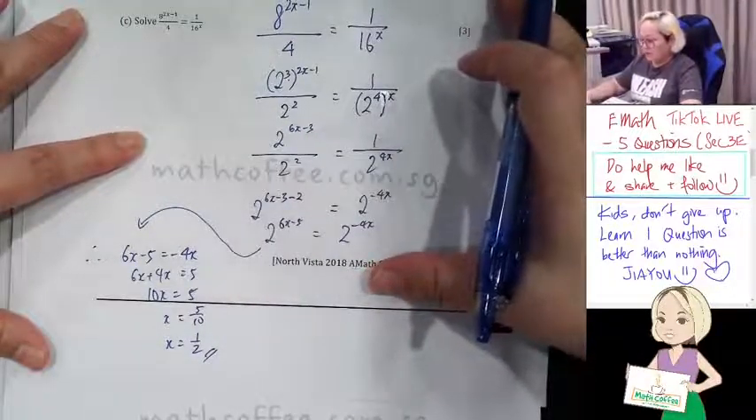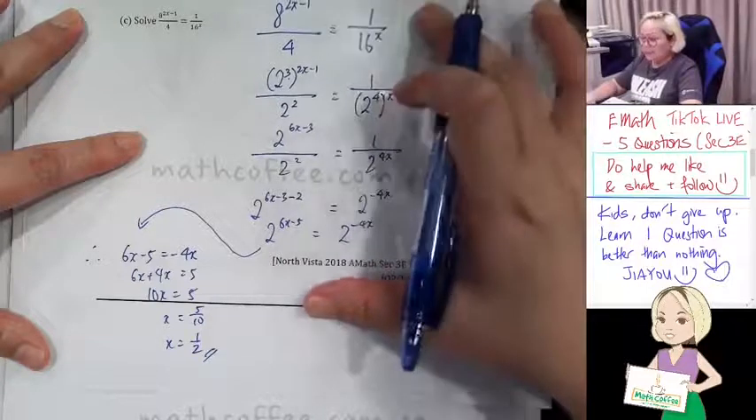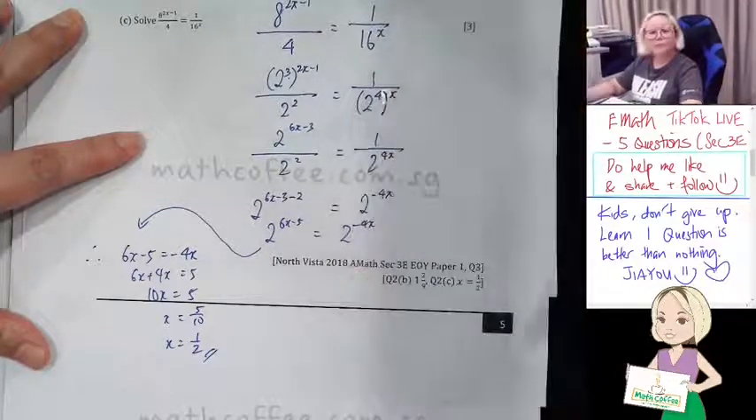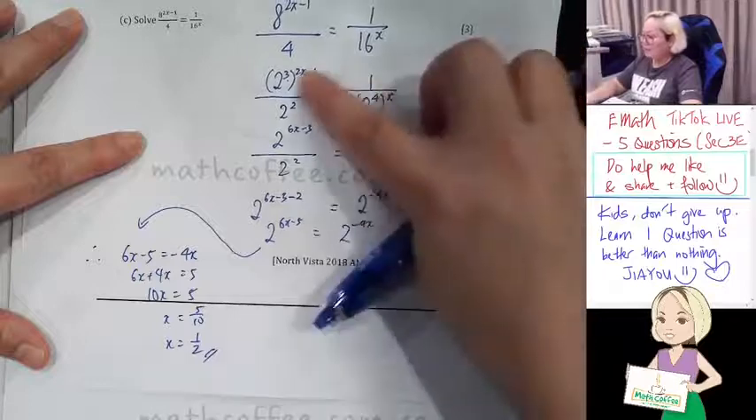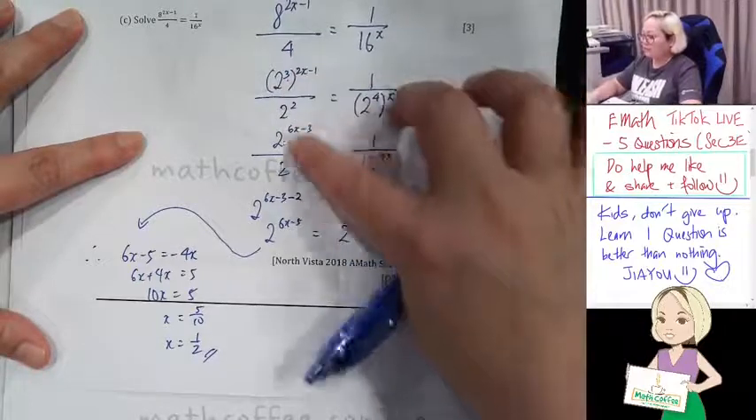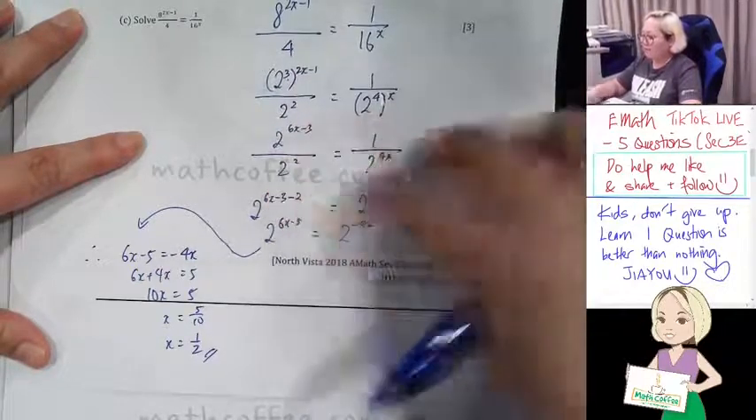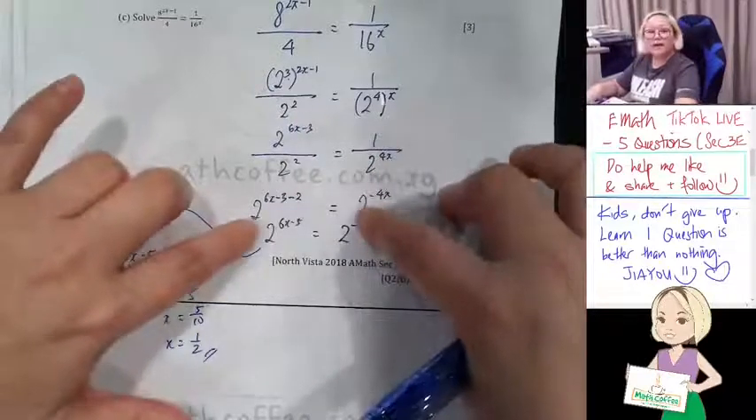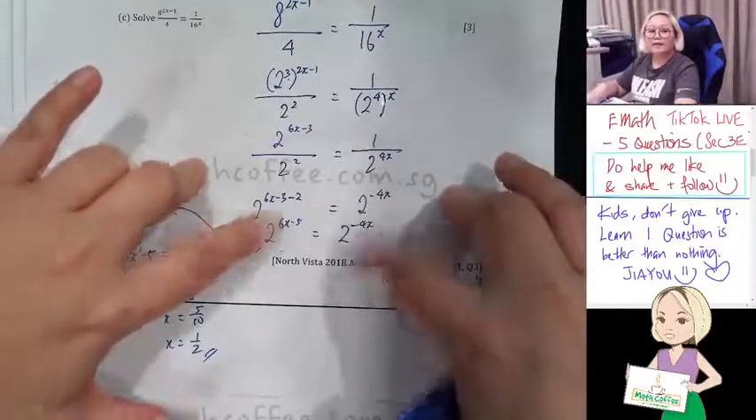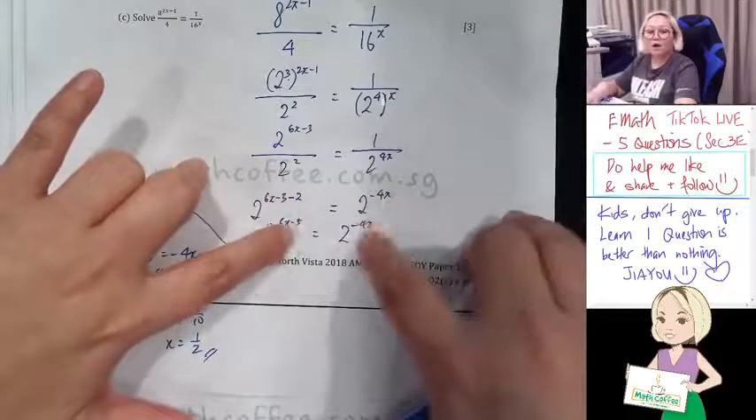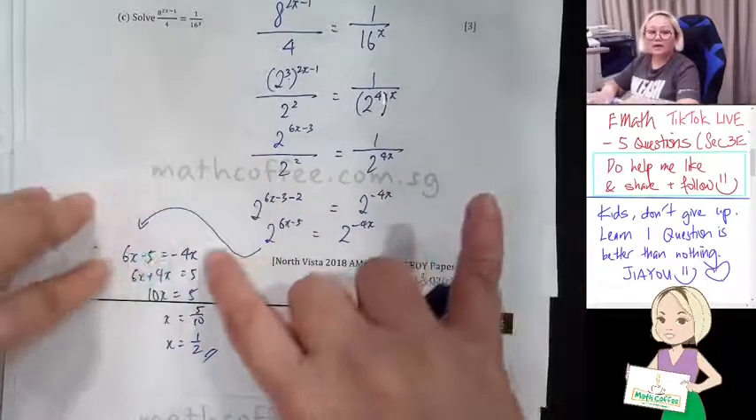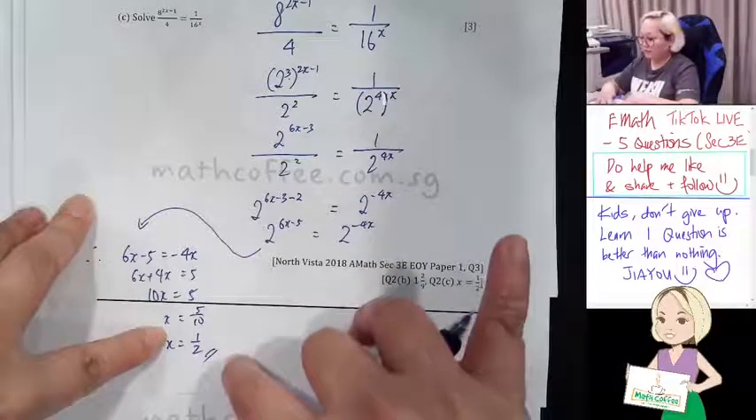Okay, matrix is a Sec 4 topic. This is under indices. So what I did is change them to the base 2, and then after that simplify, divide and minus the power, make them into single base, and then after that I can remove the base and just compare the power. And then it becomes a linear equation and then you solve your x. Done.